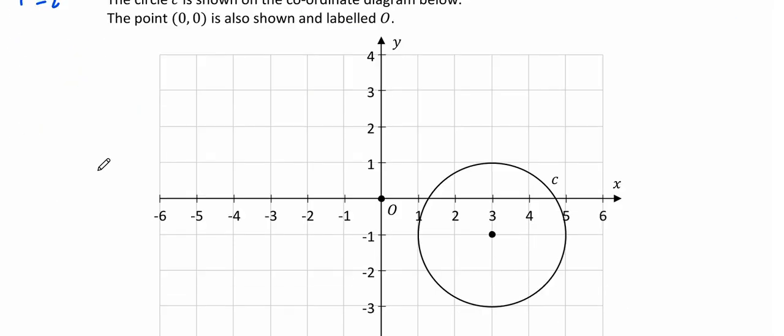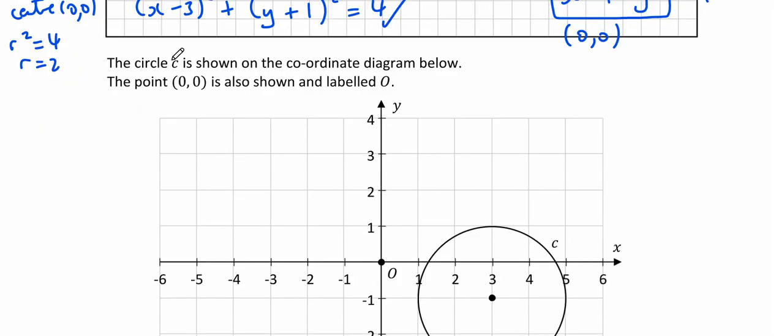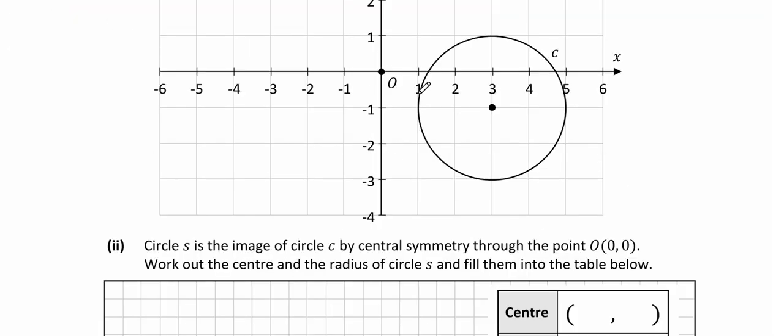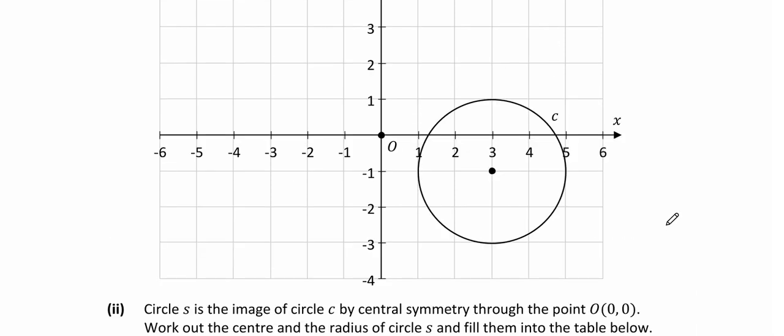I'm expecting one of these years. The circle C is shown in the coordinate diagram below. The point (0, 0) is also shown and labelled. Then it says circle CS is the image of the circle C by central symmetry in the point (0, 0). Central symmetry basically means that we're going to get the circle drawn somewhere over here, I'd say. So let's map that up.